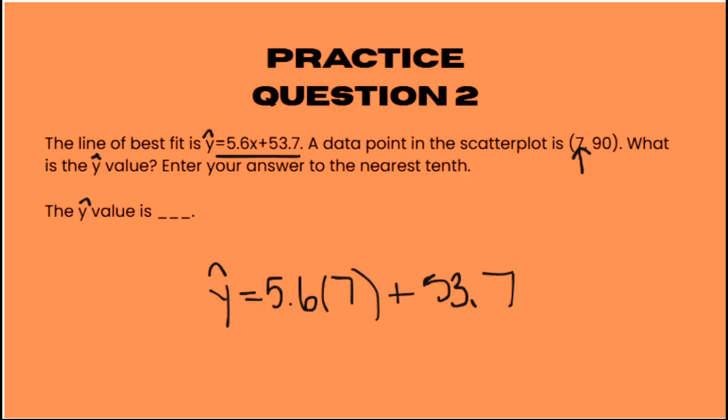5.6 times, oops, not divided, times 7 is 39.2 plus 53.7 gives us 92.9. So that means our predicted value is 92.9 and our actual value was 90.